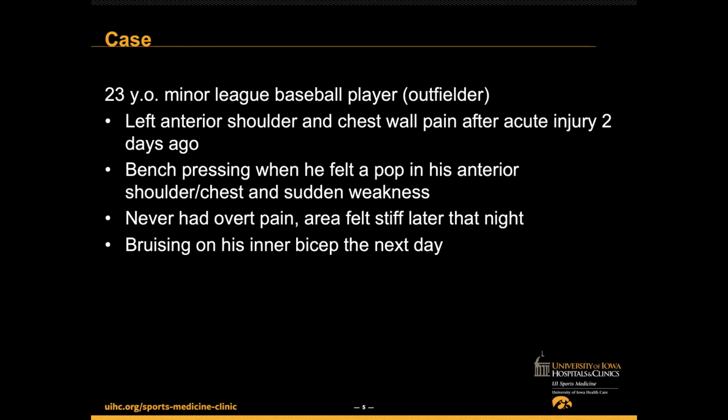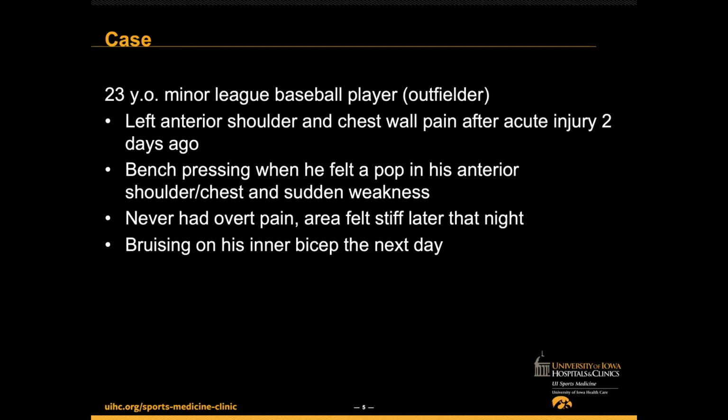So without further ado, the case today is a 23-year-old minor league baseball player. He's a left-handed outfielder who came into clinic, self-referred for some left anterior shoulder and chest wall pain after an acute injury a couple days ago. He was bench pressing when he felt a pop in his left anterior shoulder and then had sudden weakness. He wasn't able to lift the bar back onto the rack and had to have the spotter lift it up for him. He said he never really had any overt pain, but that area felt a little stiff later that night.